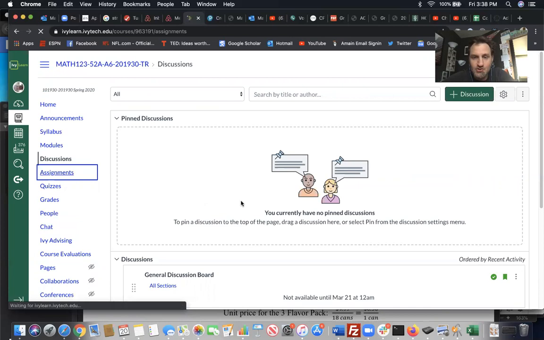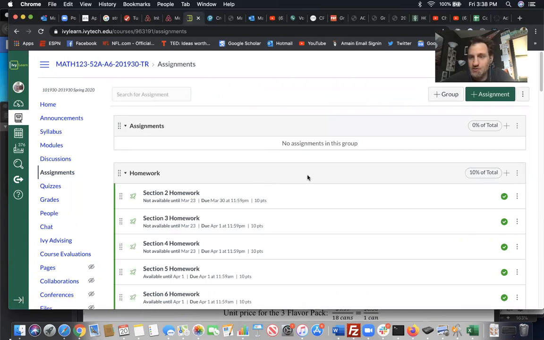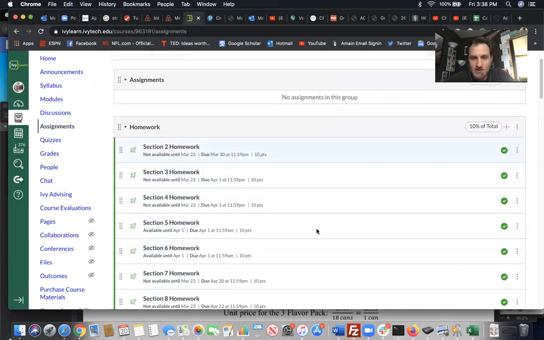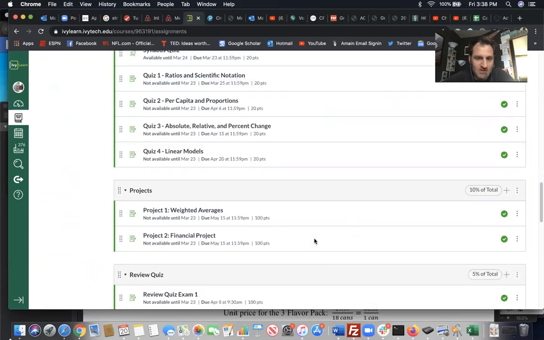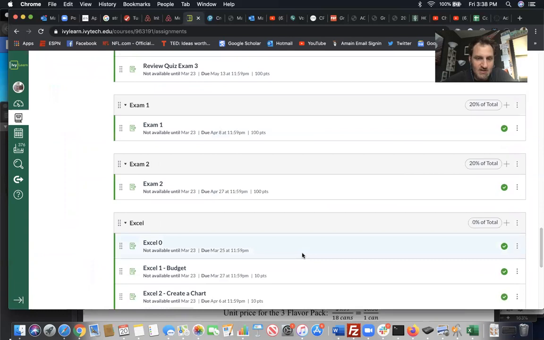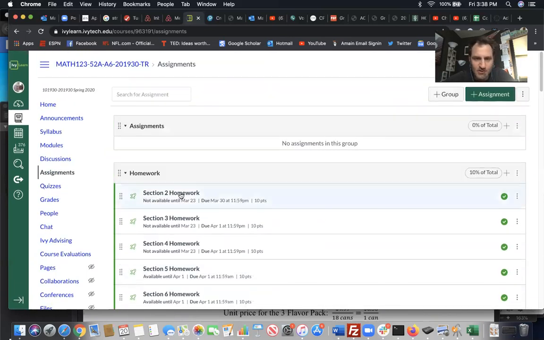The assignment section has the individual groups and assignments that you can be working with. Generally, yours is not organized by group, but it's organized by date. So that makes your view look a little different. But you would see something like section 2 homework near the top. You would see the syllabus quiz near the top. You would see Excel 0 near the top. And basically, this is where you would click on something to go to the assignment page. So let's go to the section 2 homework.